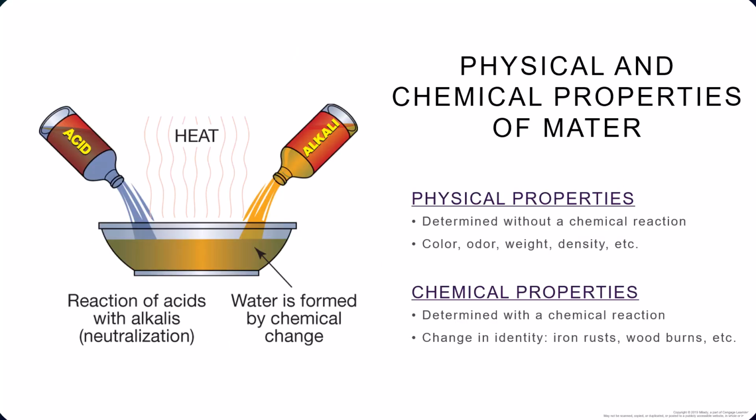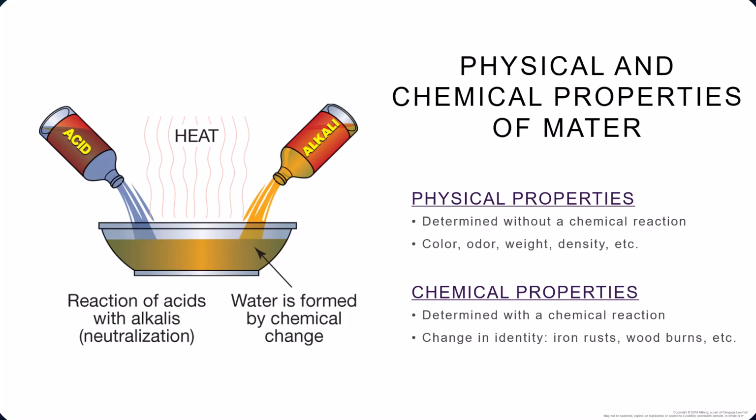Physical properties of things are characteristics that can be determined without a chemical reaction, and they do not involve a chemical change in the substance. So this would be properties like the color of something, the solubility, so if it mixes in with water, the odor, the density, melting point, boiling point, or the hardness of something.